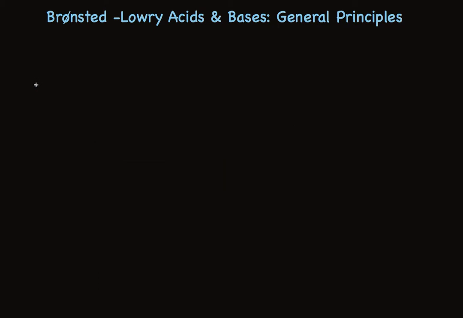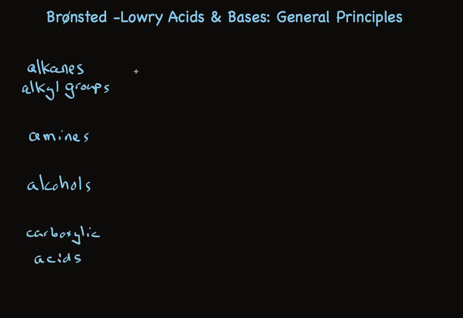I want to look at some organic compounds and their pKa's. Alkanes and alkyl groups, amines, alcohols, and carboxylic acids. In approximate numbers, the pKa values of these groups are as follows. 60, this is a very large number, and these are very weak acids. 35, this is also a large number, also weak acids. Alcohols, 15, not strong acids by any means, and carboxylic acids, 5.